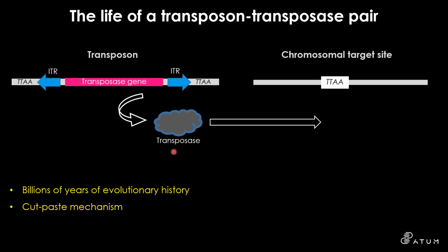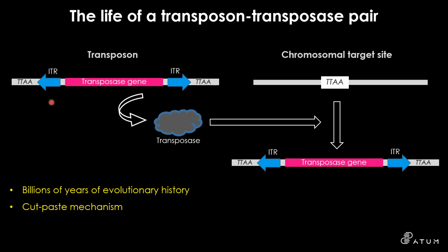Once expressed, the transposase enzyme recognizes the cognate ITRs and moves the transposon from the initial location into the new chromosomal location. In this case, it's identified by the tetranucleotide motif, TTAA, which you'll also see repeated here on either side of the inverted terminal repeats. Importantly, this is a cut and paste mechanism where the entire transposon is moved from one location to the next.